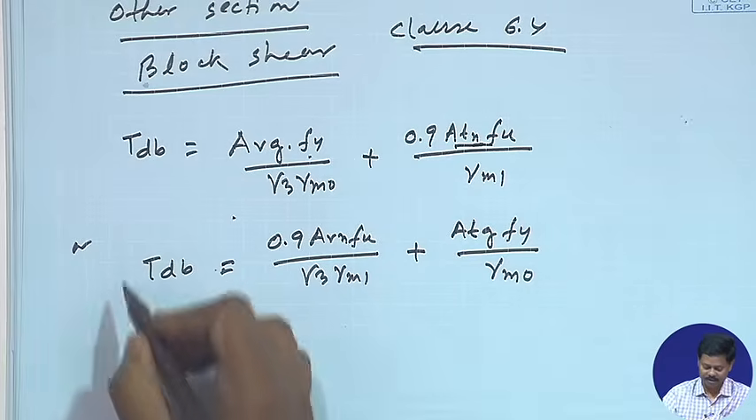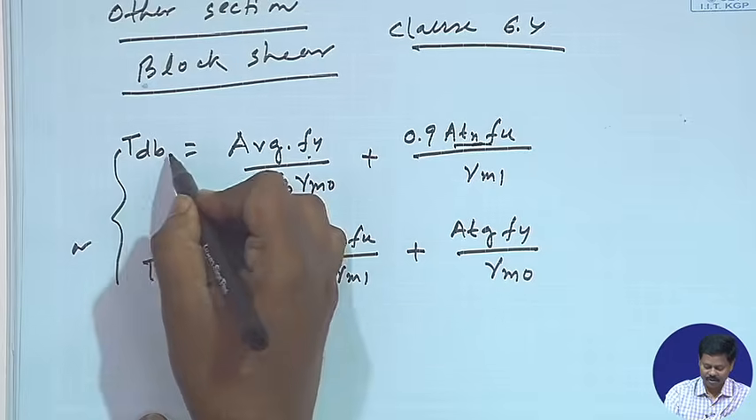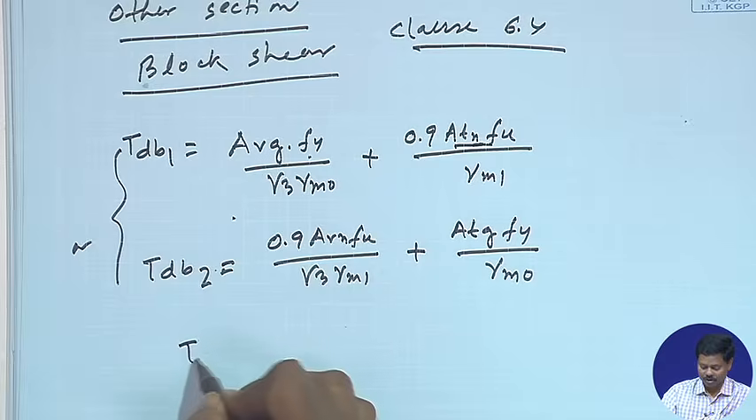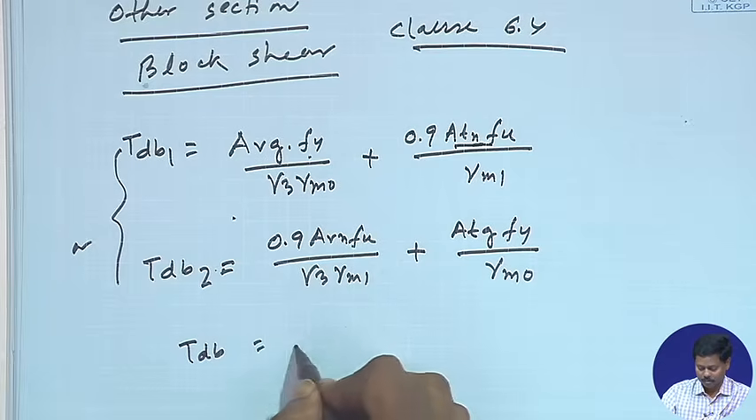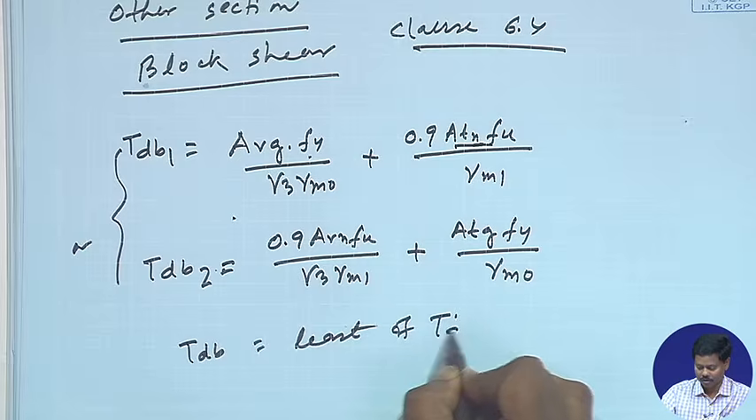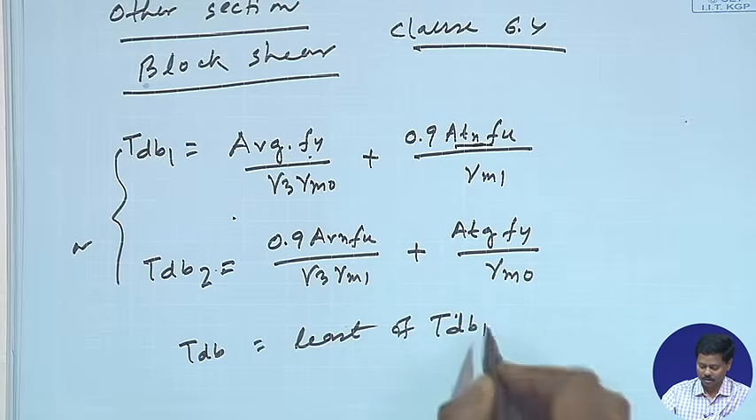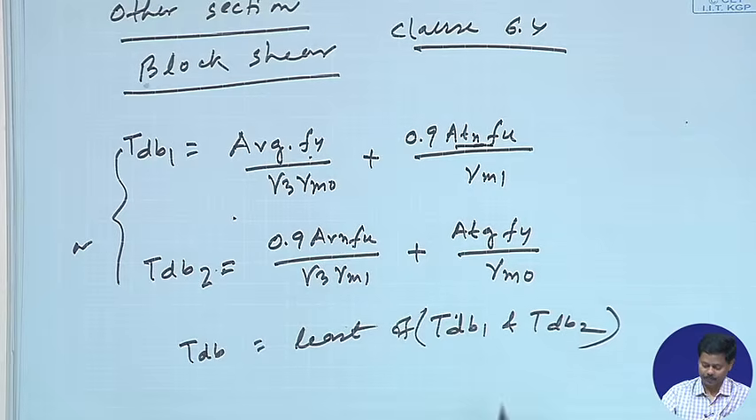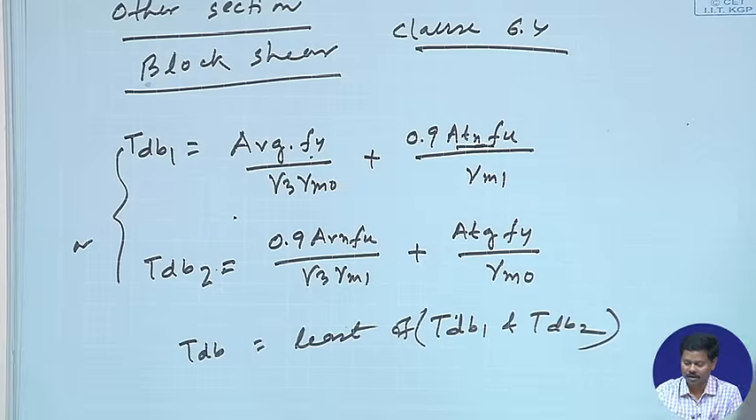So, block shear can be calculated due to tension fracture and shear yield, or tensile yield and shear fracture, whichever is less, means TDB1 and TDB2 we can calculate, and TDB will be the least of these two, TDB1 and TDB2. So, this is how we can calculate.